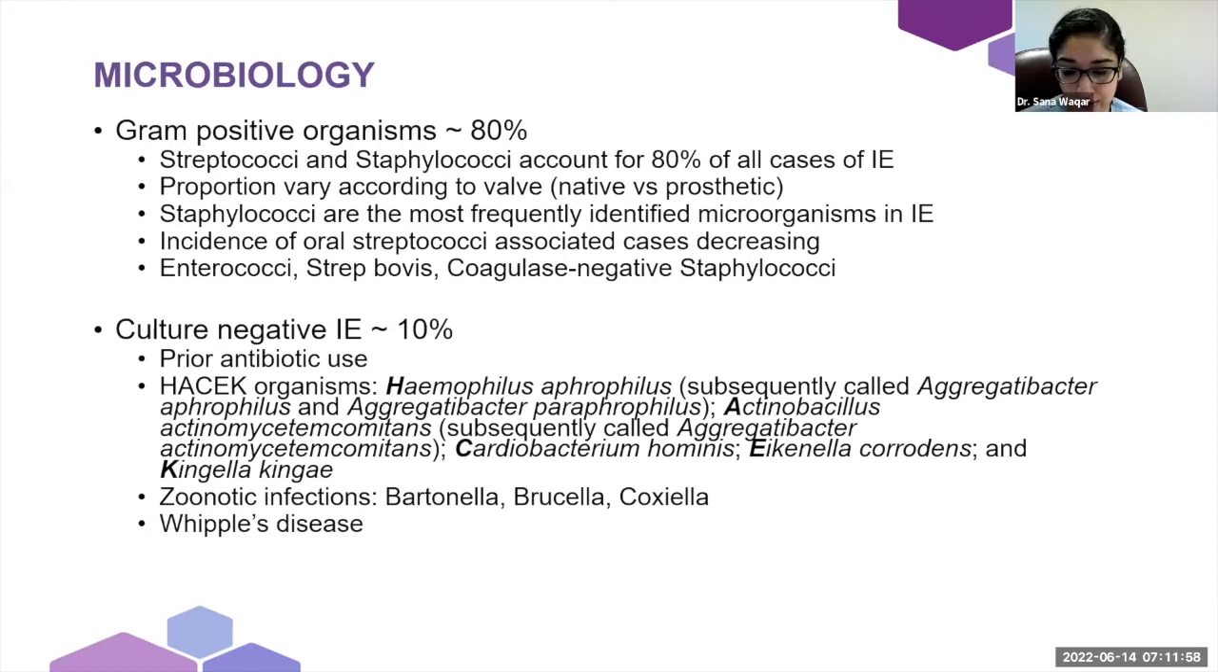Microbiology: the most common group of organisms to cause endocarditis are gram-positive organisms, whether streptococci or staphylococci. They account for 80% of all cases of endocarditis. Again, as I mentioned, this has to do with their virulence factors and their very strong adherence properties, making them very sticky and effective at adhering to damaged surfaces. Other gram-positives include enterococci, Strep bovis, and coagulase-negative staphylococci.